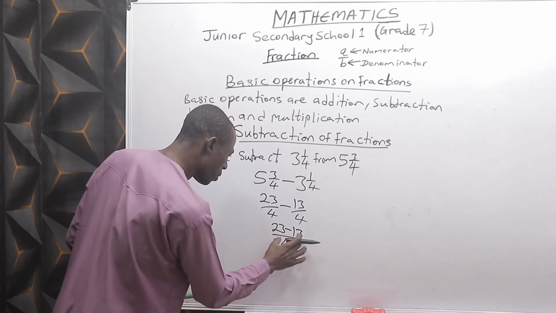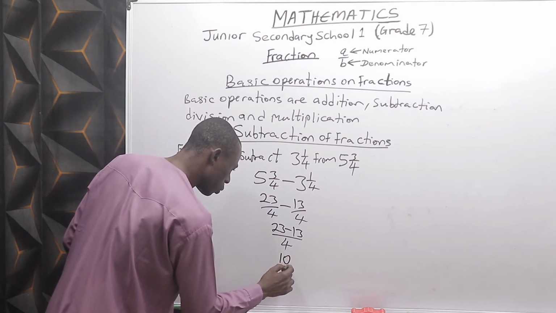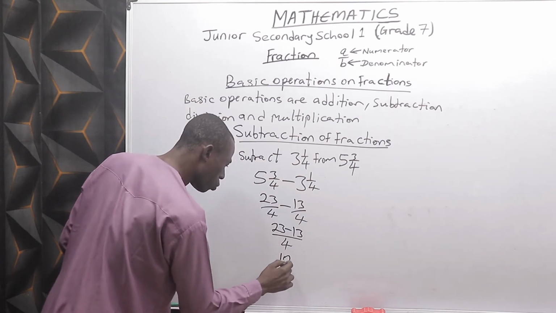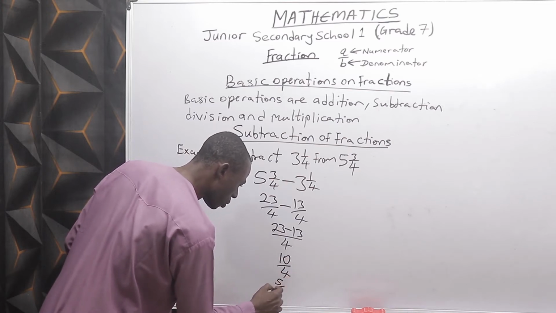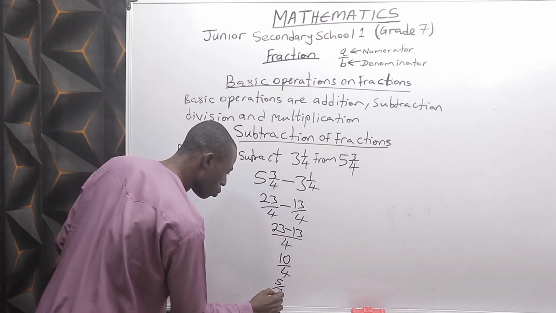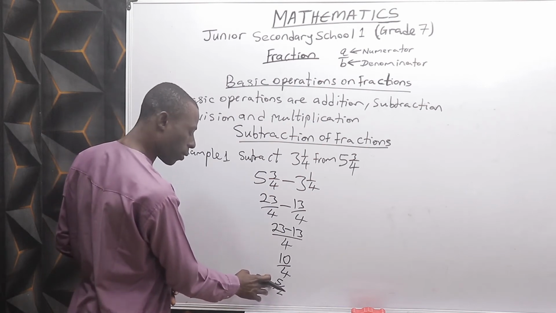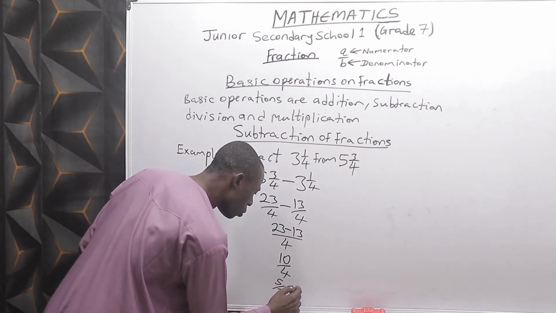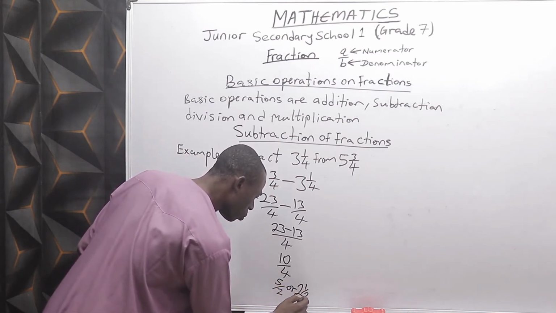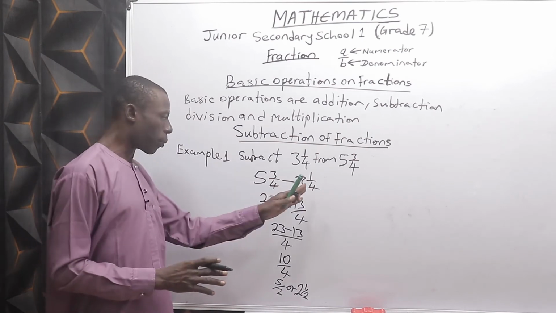Subtracting 13 from 23, that gives 10 over 4. 2 goes in 10, 5 times. 2 in 4, 2 times. Your answer is good as 5 over 2 in improper fraction, or 2 whole number 1 over 2 as mixed fraction. That is one approach.